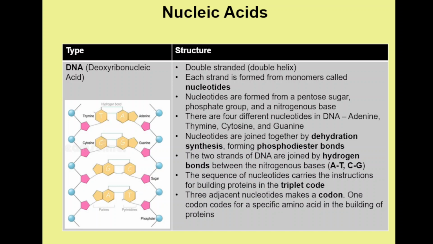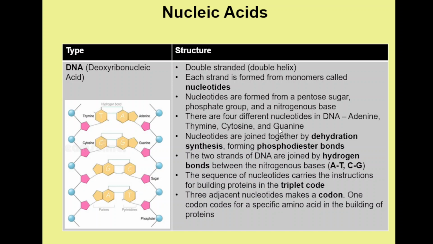Each strand of DNA is formed from monomers called nucleotides. And you can see a nucleotide right here. There's lots of nucleotides, but just up at the top here, I'm circling one. Nucleotides are formed from a pentose sugar, that's the pink bit here. In DNA, that would be the pentose sugar deoxyribose. Then we have a phosphate group, which is the blue bit here, and then a nitrogenous base, which we can see here. So deoxyribose, a pentose sugar, phosphate group, and a nitrogenous base.